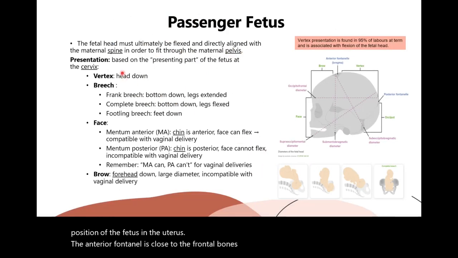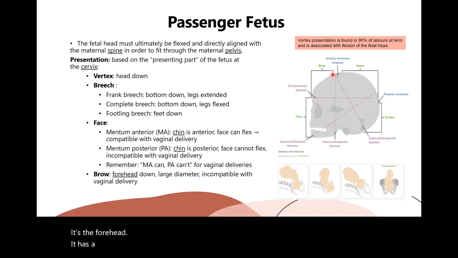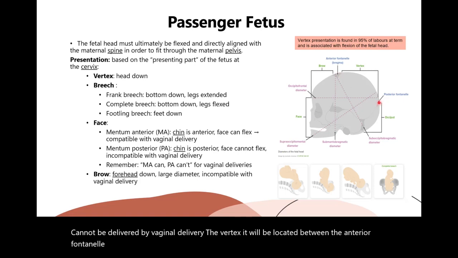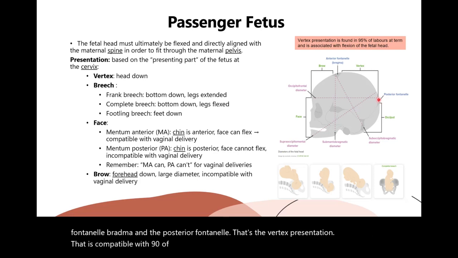So the presentation will be what is the presenting part of the fetus in the cervix. So the fetus can present the brow, this one. It's the forehead. It has a larger diameter and it's incompatible, cannot be delivered by vaginal delivery. The vertex will be located between the anterior fontanelle, bregma, and the posterior fontanelle. That's the vertex presentation. That is compatible with 90% of normal labors.